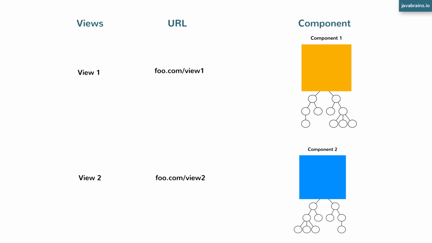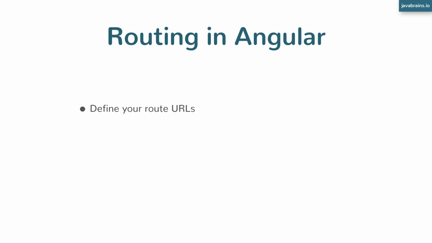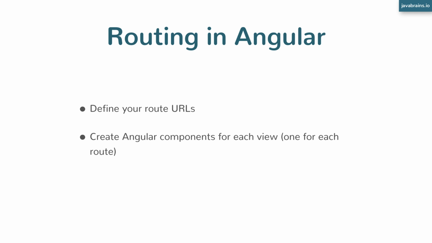So in order to create a multi-view Angular application, here's what you need to do. First, define your route URLs. These are the possible URL paths that the user can take to your application. Second, create the Angular components that are necessary for rendering each of those views. Each view can be rendered by a single component or, again, by a tree of components. So you create those components and then code the functionality associated with them.